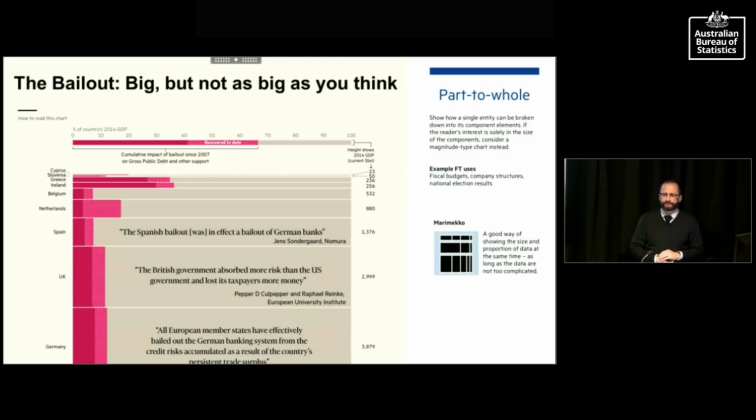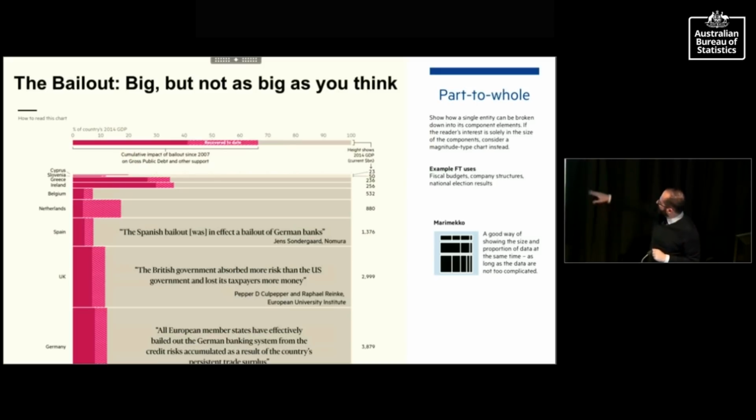This is one of my very favorite types of chart in some contexts. It's something called a Marimekko chart, named after the Finnish textile company, because you end up with quite patterned charts. And what this does is, as the visual vocab says, it's a good way of showing both the magnitude, the size of something, as well as the proportions of which it's made in one go.